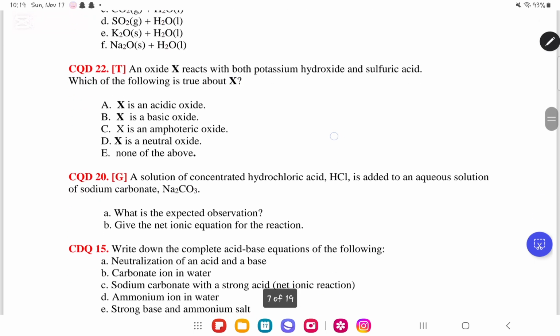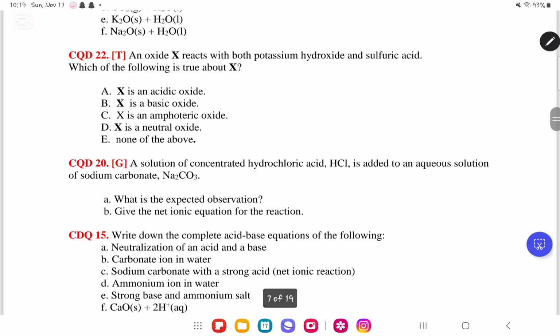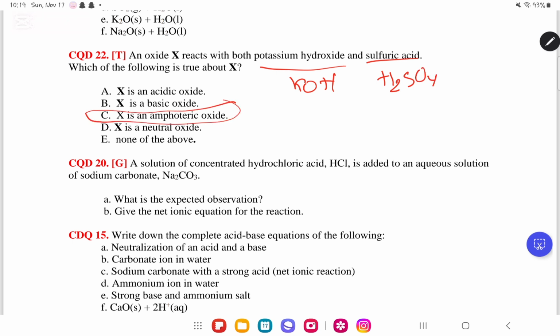Okay, now let's move on to CQD22 top. A gas reacts with both potassium hydroxide and sulfuric acid. Which of the following is true about X? It reacts with potassium hydroxide, KOH, and sulfuric acid, H2SO4. So it's reacting with an acid and a base. That means it is amphoteric.